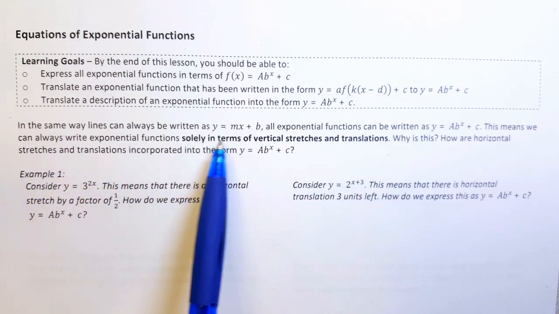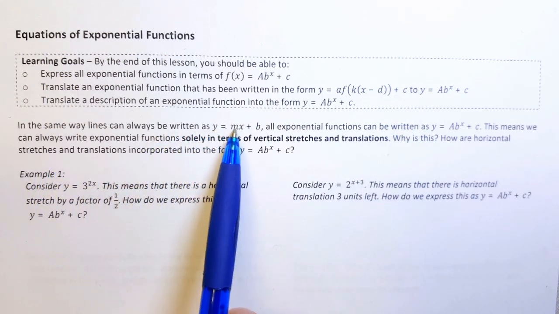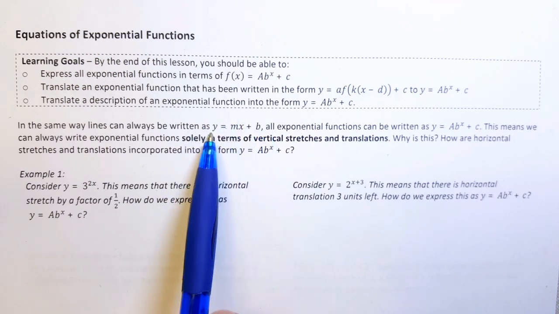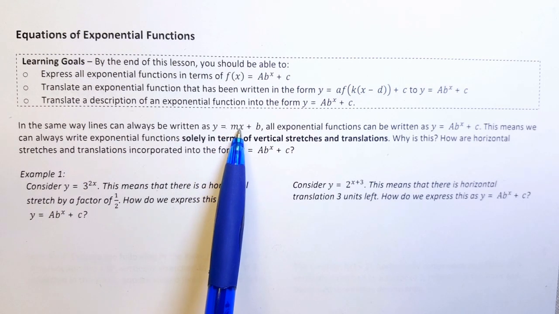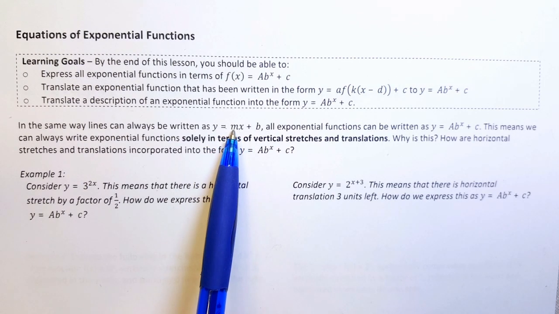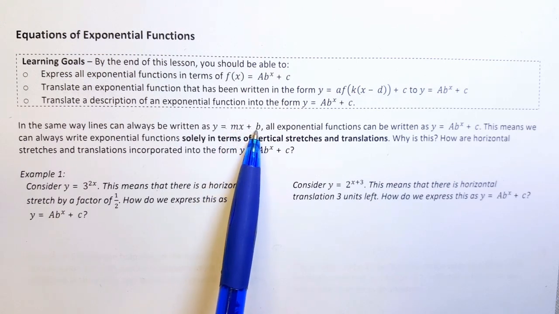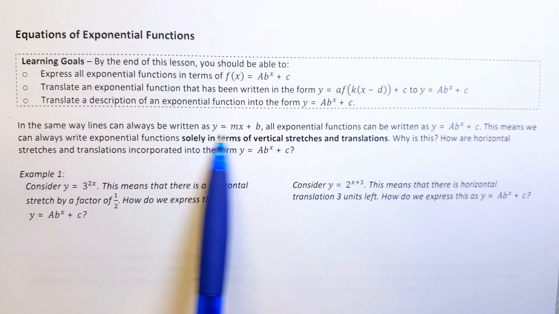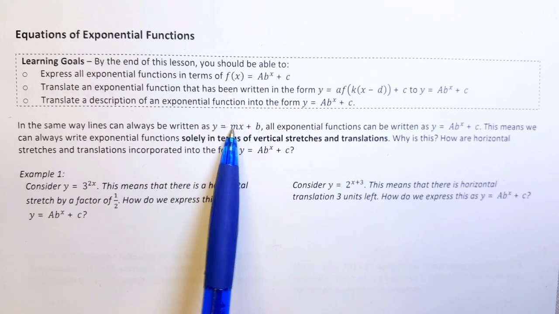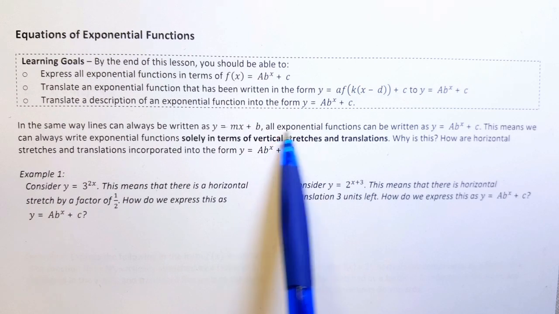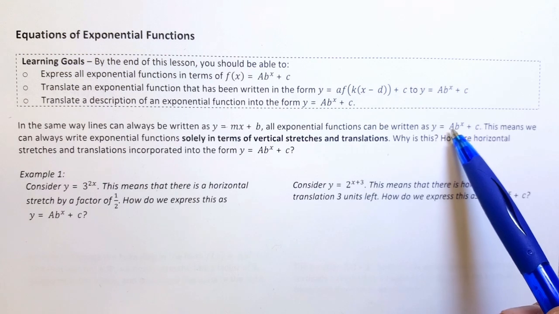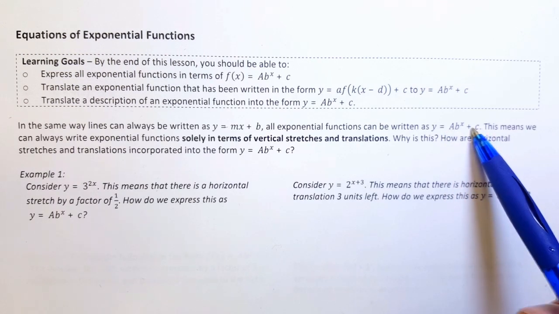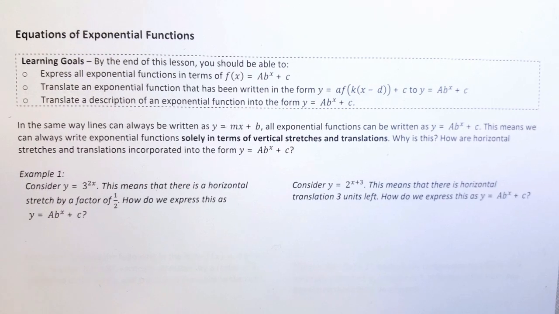In the same way that lines can be written as y is equal to mx plus b, that's your slope-intercept form. If we look at it in terms of a function, your x has a vertical stretch factor and a vertical translation. So lines are also functions that have been transformed with a vertical stretch and a vertical translation. We can do the same thing with all exponential functions. We can change all exponential functions into the form whereby there's only a vertical stretch and a vertical translation. This means we can always write exponential functions solely in terms of vertical stretches and translations.